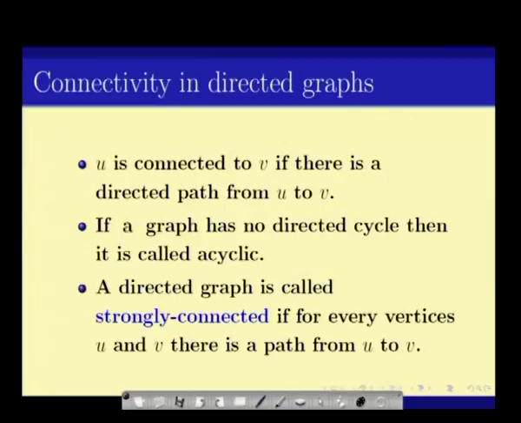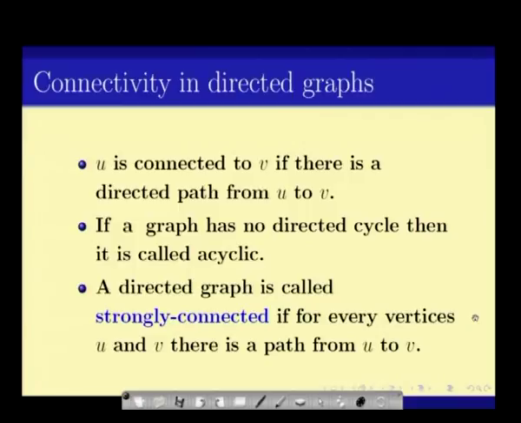In the case of directed graphs, connectivity is a bit more tricky. There we say that u is connected to v if there exists a path from u to v. A directed path from u to v does not imply a directed path from v to u. So, we have to be careful about saying which is connected to what. A graph that has no directed cycle is called an acyclic graph, and we also have a notion of connected components, which we can look at later.